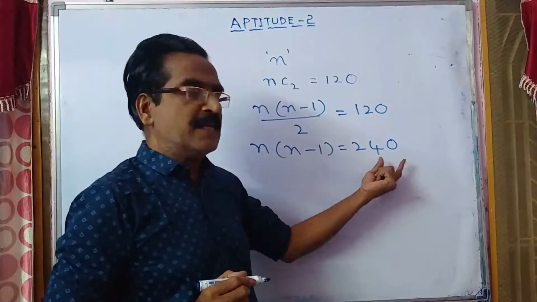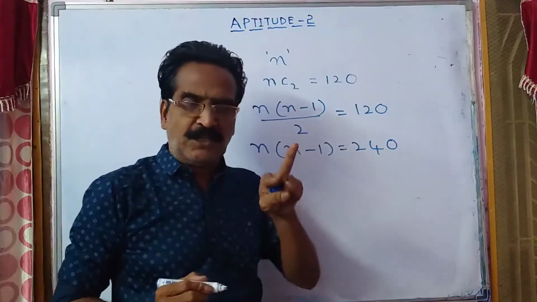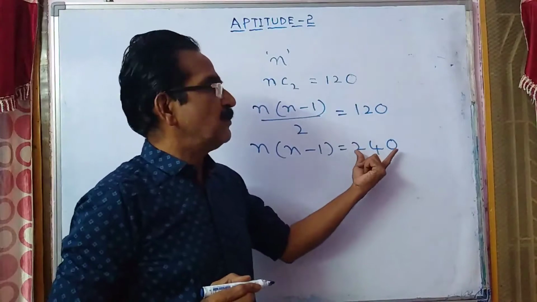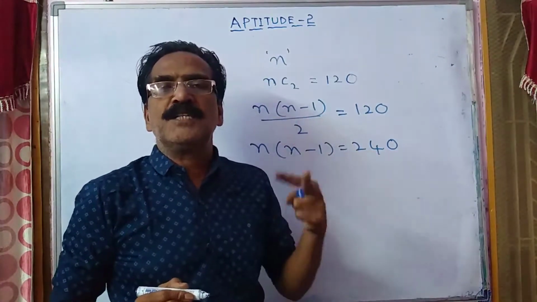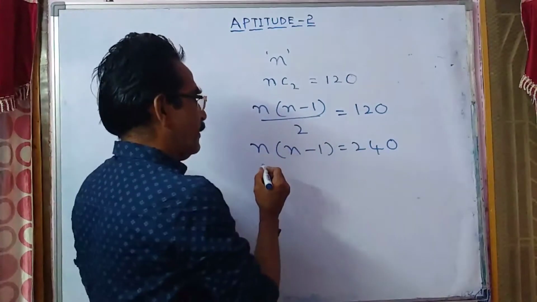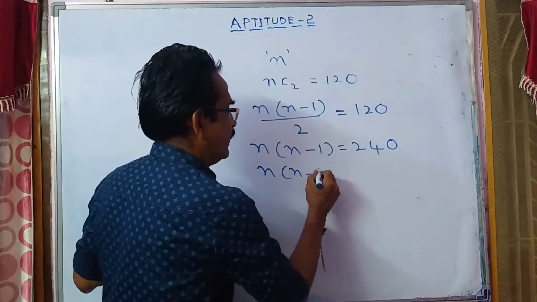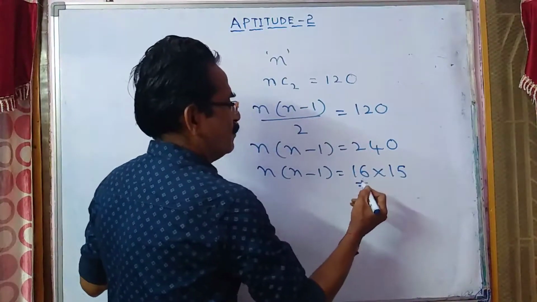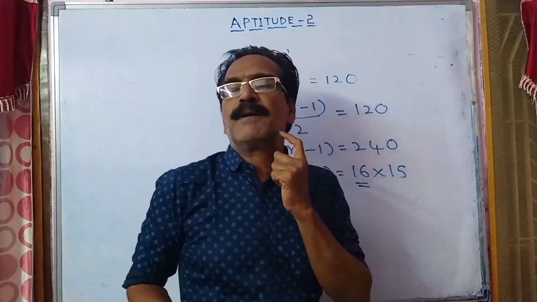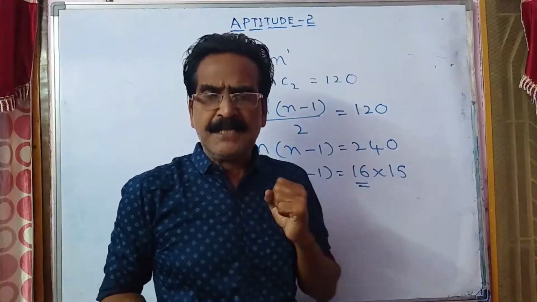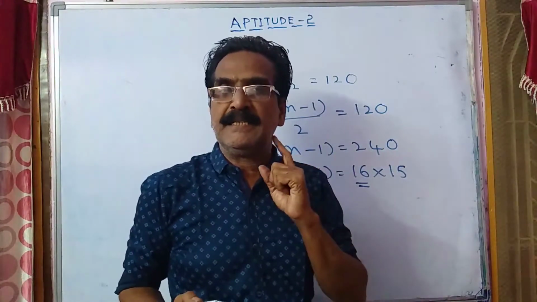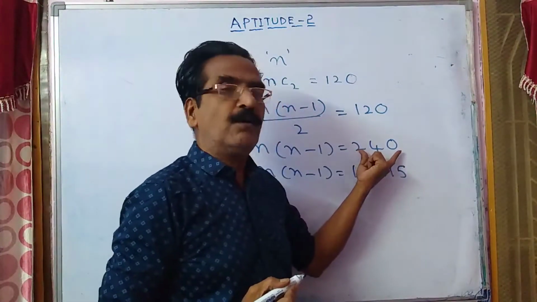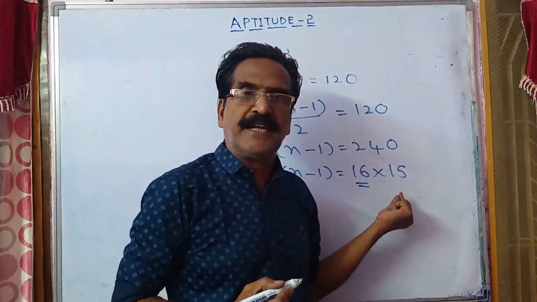See, this 240 is the product of 2 consecutive numbers, n and n minus 1. So this 240 is the product of 16 into 15. So n into (n minus 1) is equal to 16 into 15, so n is equal to 16. The number of teams that participated was 16. How do we know? This 240 is the product of 16 into 15. It is like this.